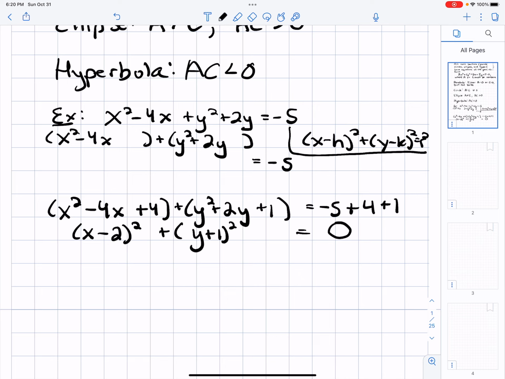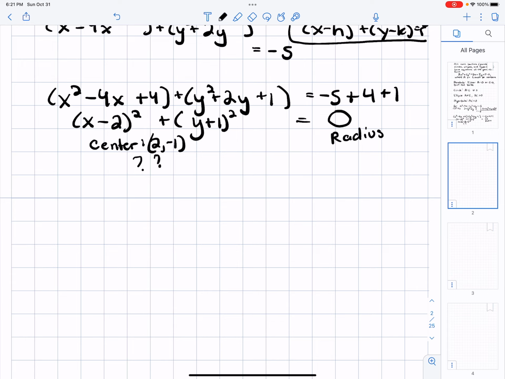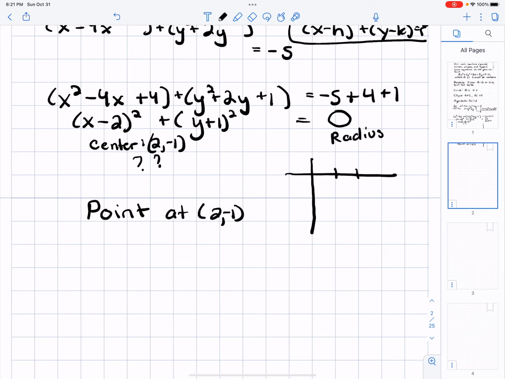So it looks an awful lot like a circle, where the center would possibly be at 2, negative 1, but we can't have a radius of 0. So what we actually have here is a point. We have a point at 2, negative 1. And that's what's happening when the radius is 0. It's not a circle, it's actually just a point. So if you want to graph it, you just graph a dot at 2, negative 1. And that's it.